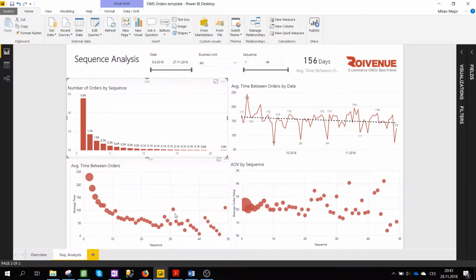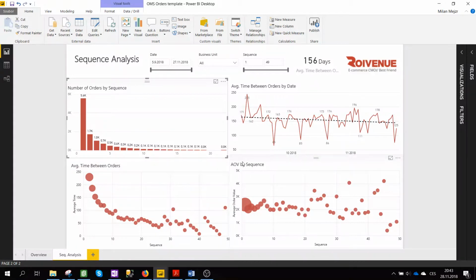Unfortunately, here we see some lack of data. So it's good to take a look deeper at how many orders there are. As we can see, the size of the bubble basically tells us how many orders are in each sequence. So here is the smallest one, which is not very representative.